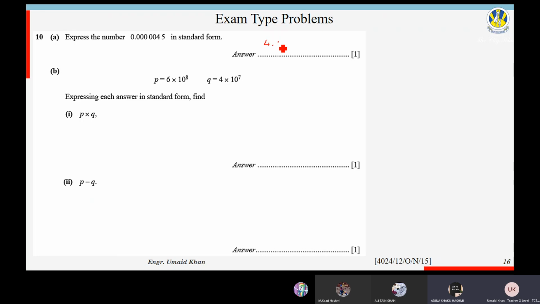4.5 multiplied by 10 raised to the power. It will be positive or negative? Negative 6. It will be 7 or 6? Think again. Okay, very good. It will be -6.